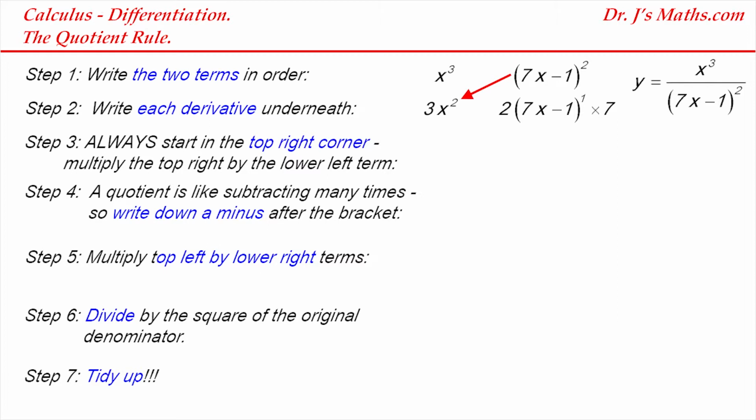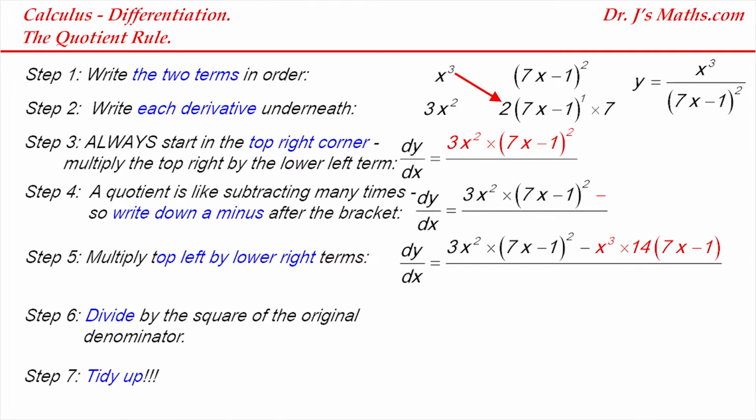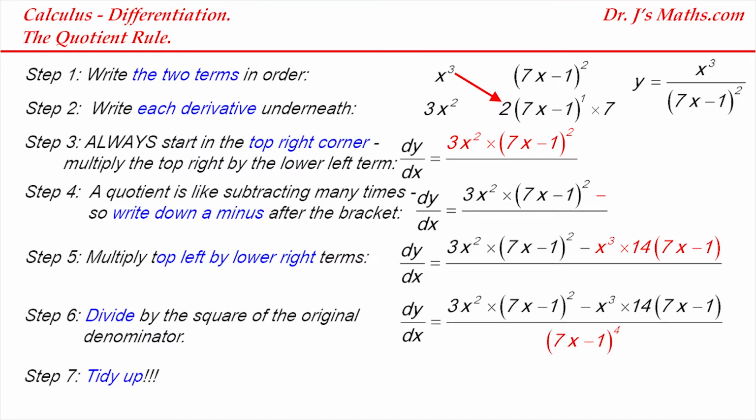Step 3, always start in the top right hand corner, so it's 3x squared times 7x minus 1 all squared. We then add our minus sign, and then we start in the top left hand side, go to the bottom right, so that's going to be what we had before minus the x cubed times 14 times 7x minus 1. We divide by the square of the original denominator, so 7x minus 1 all squared, when we square that, is 7x minus 1 to the fourth, and then we tidy up.